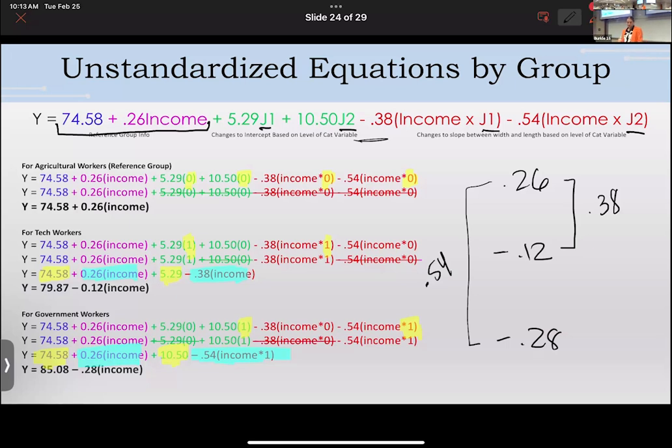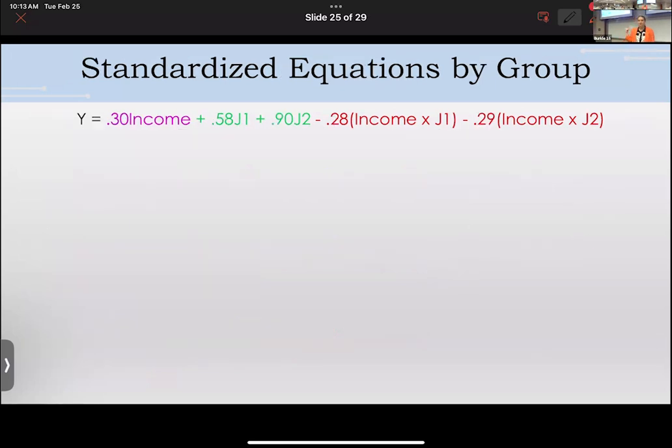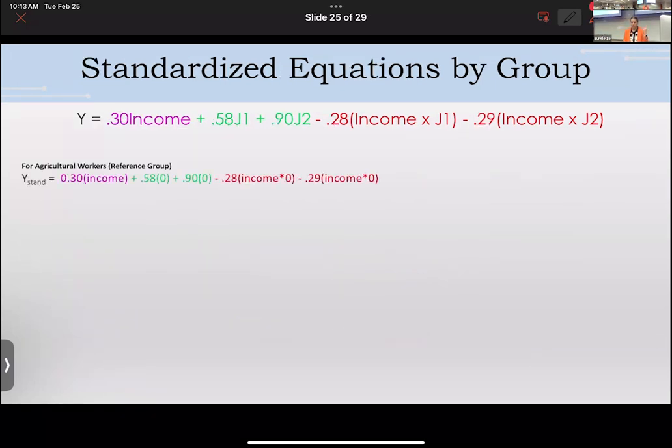Cool. You do the exact same thing if you want with the standardized version. For ag workers, you put zeros in for everything. Guess what? You end up with 0.3 income. That's it. Now, why do I have Y standardized? Because you're predicting standardized values of Y now, right? Not predicting raw values of Y.